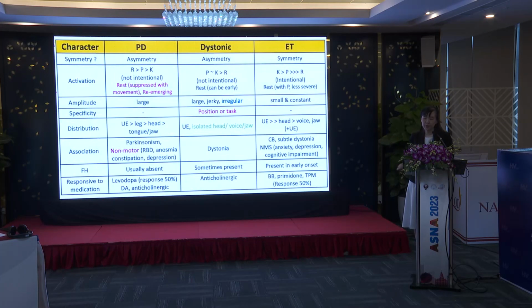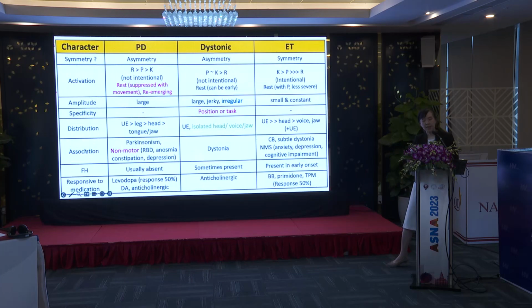This table shows the different characteristics between PD tremor, dystonic tremor, and essential tremor. You can see here that tremor in ET is more prominent during actions, while in Parkinson's disease, the tremor is most predominantly at rest. In dystonic tremor, it can be both at rest and in positions, and it can be position specific or task specific. The tremor in dystonia is jerky and irregular, which is different from essential tremor and PD tremor. And as I mentioned earlier, I would like to emphasize that isolated head tremor, voice or jaw tremor could be in the category of dystonic tremor.